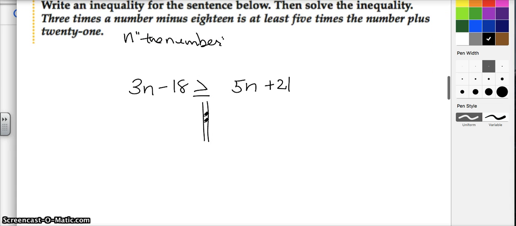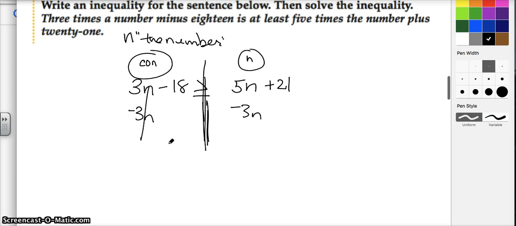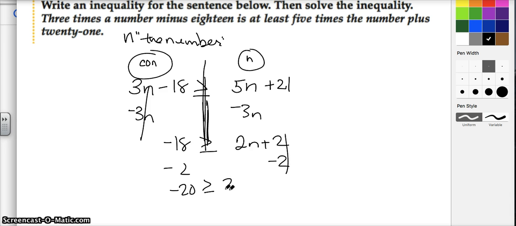On one side of the inequality, I want to have my n terms, so I'm going to choose my n terms over here, and I'm going to put my constants over here. If my n terms are going to be on my right side, I'm going to get rid of this 3n by subtracting on both sides. I'm left with negative 18, and I have 2n plus 21. The next thing I'm going to do is get rid of my constant term over here, which is 21. That's gone. I have negative 39 is greater than or equal to 2n.